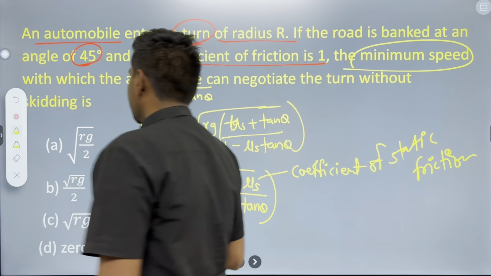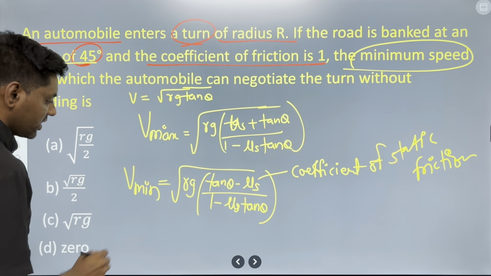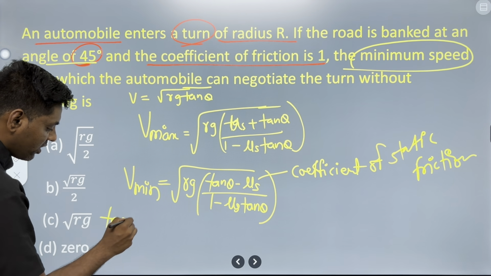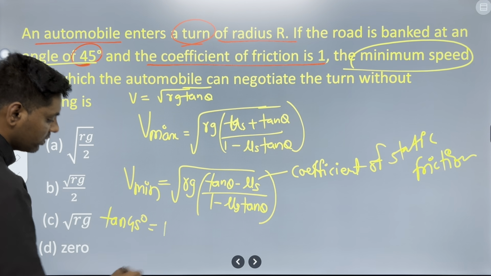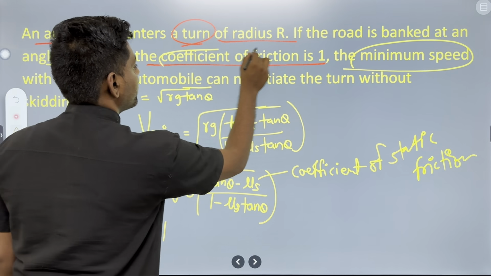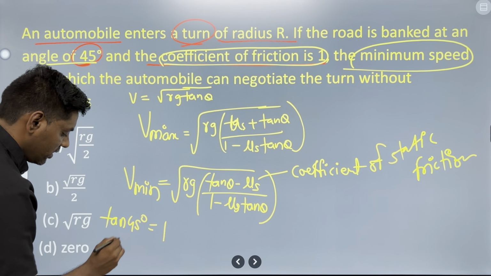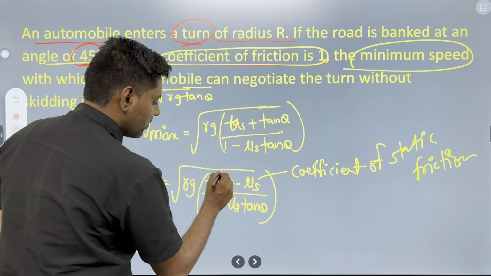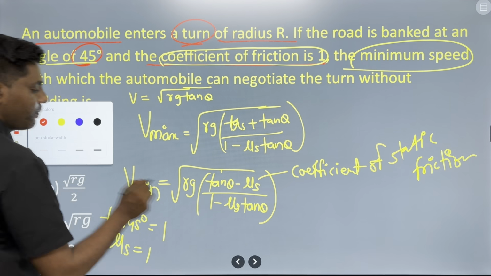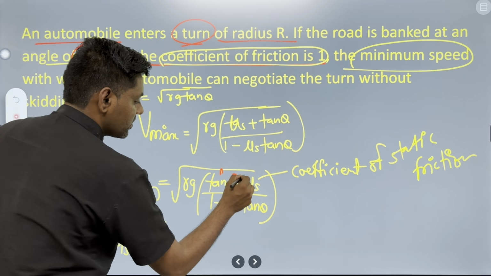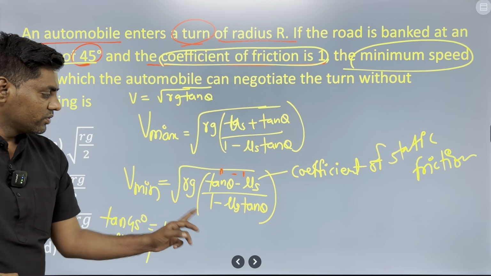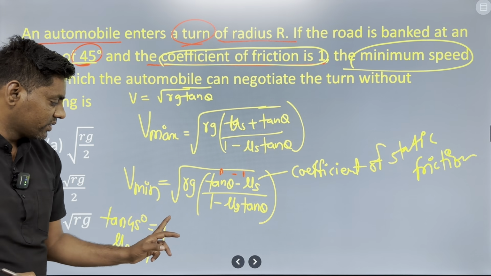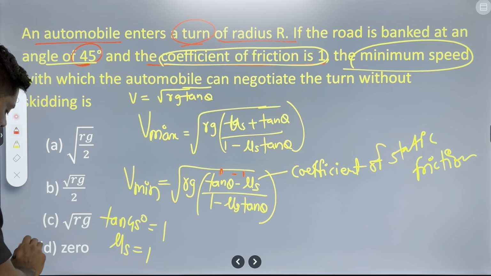In the example, the angle of banking is given, that is 45. What is the value of tan 45? Tan 45 equals 1. And most importantly, the coefficient of friction is given, that is 1, so mu s is also 1. If we put the values here, 1 minus 1 becomes 0. Square root of 0 is 0. So the minimum velocity in this case will be 0. Remember. Next example.